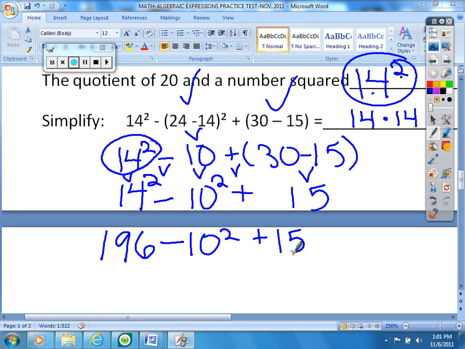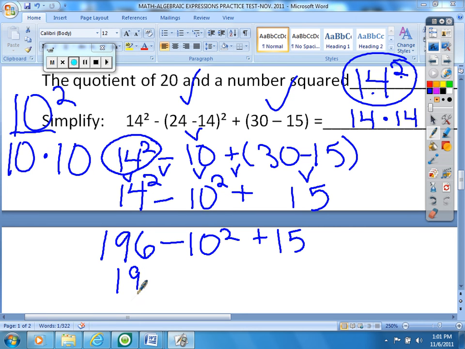What do I do now? I've still got one more exponent. I'll write it over here. What does that mean? The little number, the exponent, says to write me, the big number, down 2 times and multiply me. So 10 to the second power, or 10 squared, is 100. So now I've got 196 minus 100 plus 15. Okay, what do I do now?